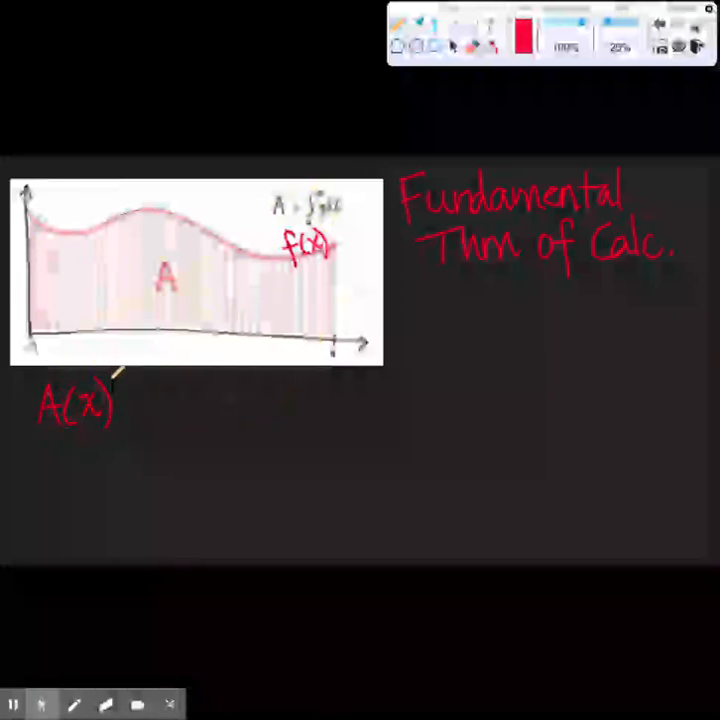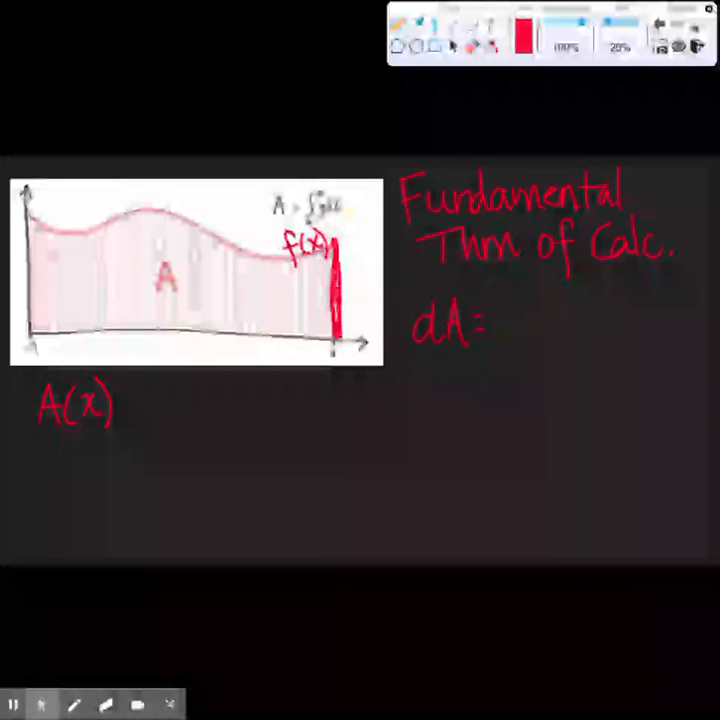Now this function A of x, it's a function, so it is going to be increasing or decreasing, but it's going to have a rate of change, and its rate of change is going to be represented by one of these little rectangles. So dA, that's the change in the area function. So as I go from one point to the next, what's happening to the area function, that's the change in A, the change in area, is equal to just the area of this little rectangle.